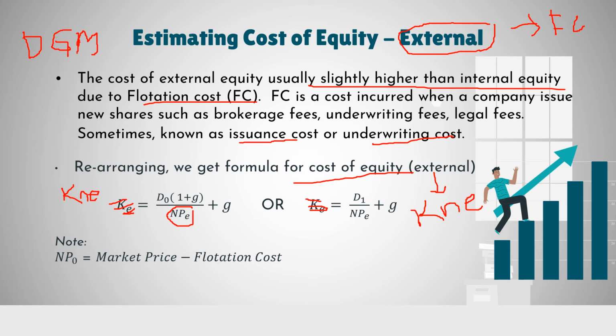So you have to calculate this one. So NP0, okay, this one you have to change also. This one NP0. NP0 maksud dia market price minus flotation cost. Okay, this one pun you have to change NP0. So NP0 equals sama dengan market price minus dengan flotation cost. Okay, so kita tengok contoh dia macam mana.